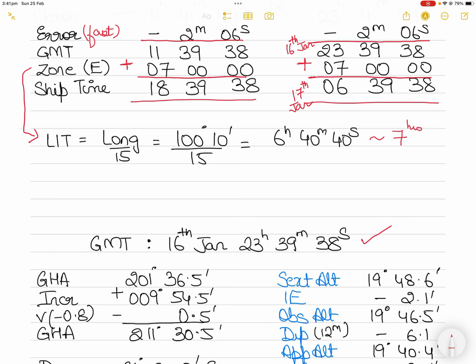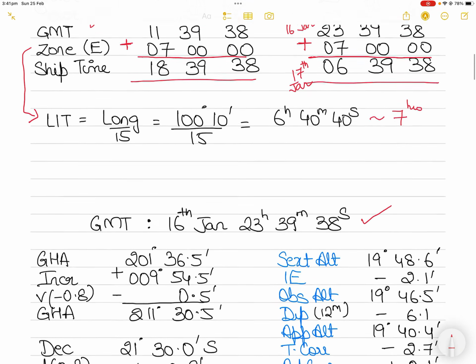I am 7 hours ahead. My longitude is 100 degrees 10 minutes east. So I will add 7 hours to the GMT time to find out that the time on my ship is 6:39:38 in the morning. It's 17th of January. And so the GMT is 16th January. That is the date and time I will use.